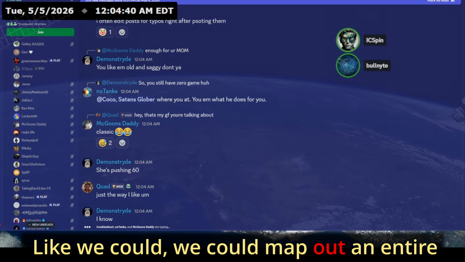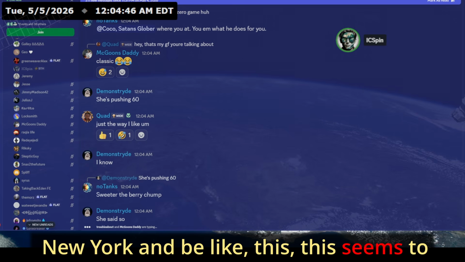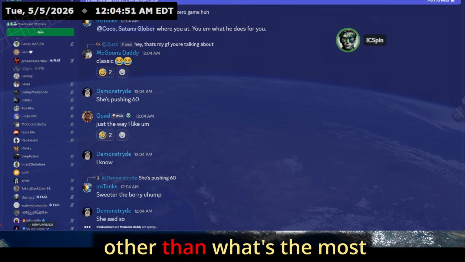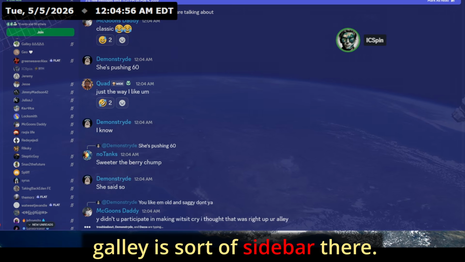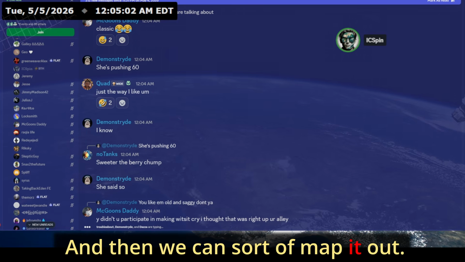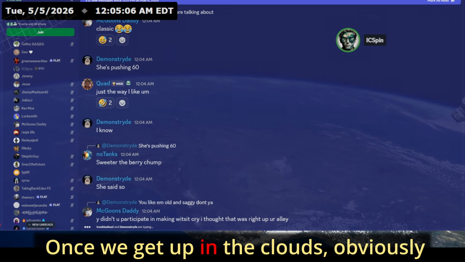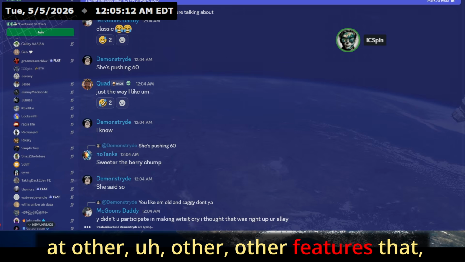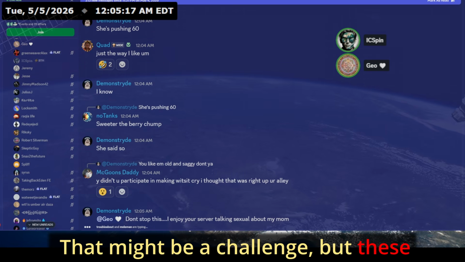We could map out an entire flight from LA to New York and say, this seems to be what they're flying. They don't seem to have the motivation to do anything other than what's the most cost effective, going back to mine and Gally's sidebar there. We could then map it out and say, hey, these are the pastures located here. Once we get up in the clouds it might be a little difficult, but we could look at other features that may or may not be visible. That might be a challenge, because they're going up pretty much all 40,000 feet.